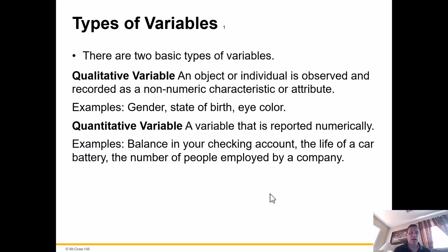Of course, they're all non-numeric, right? Now let's talk about quantitative variables. A quantitative variable is a variable that is reported numerically. So, for example, balance in your checking account, right? $500, that's a number. The life of a car battery, say 3 years, three's a number. The number of people employed by a company, they've got 300 people working there. Again, it's a number.